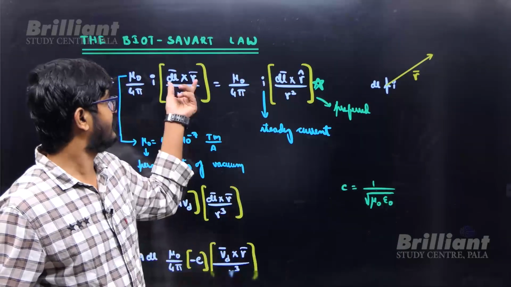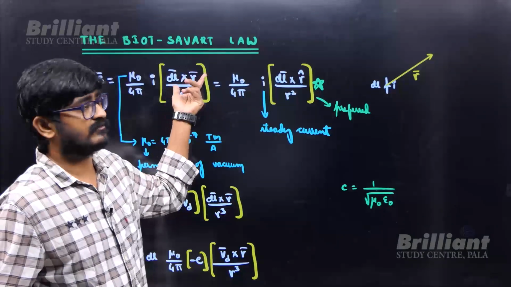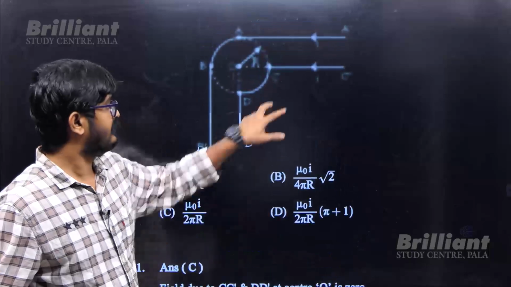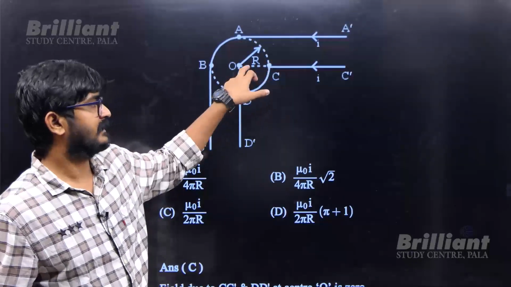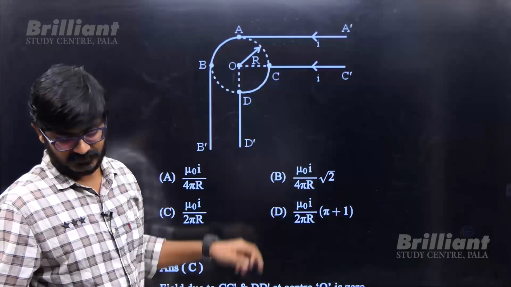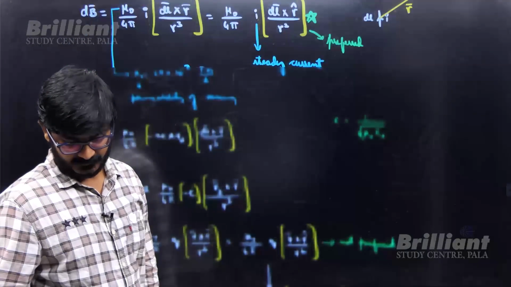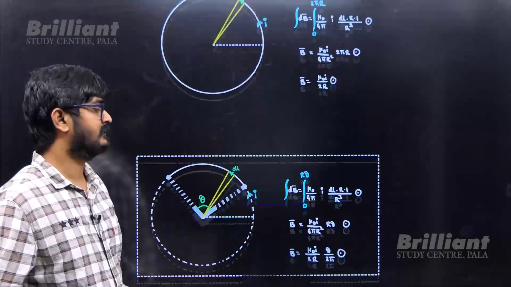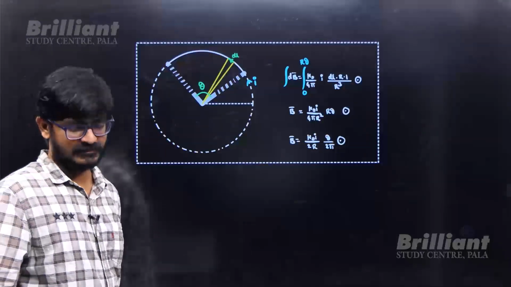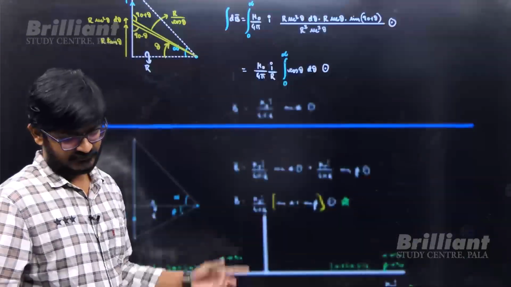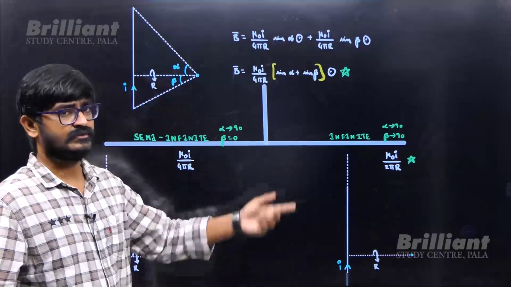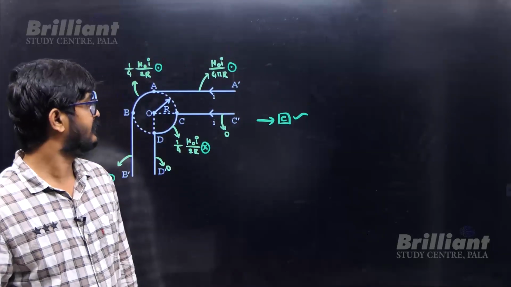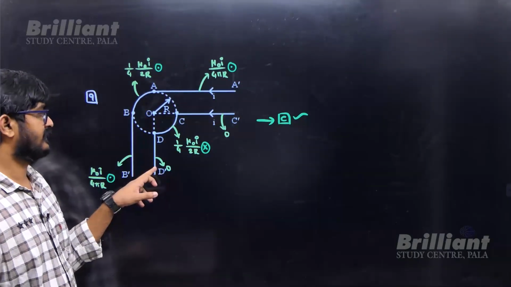So from here you can see dl cross r. dl and r are in the same direction, so the field because of this one and this one will become 0. And field due to the arc, it's a simple integration, you must be knowing it. And we have already seen field due to a finite line charge, so we need all those things to calculate here. So field due to this one is 0, field due to this one is 0.